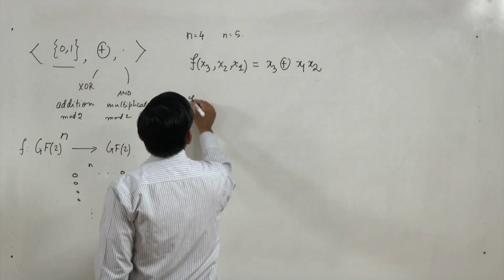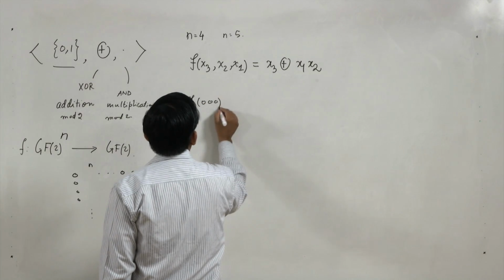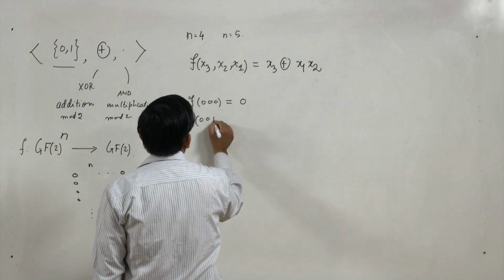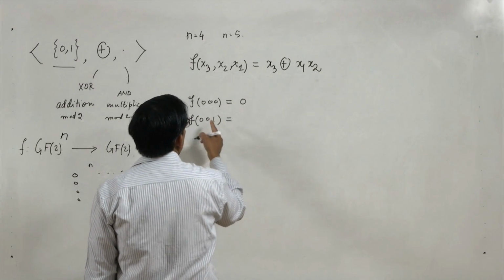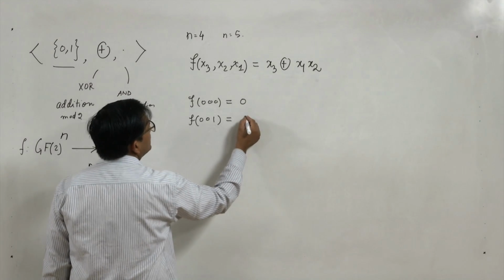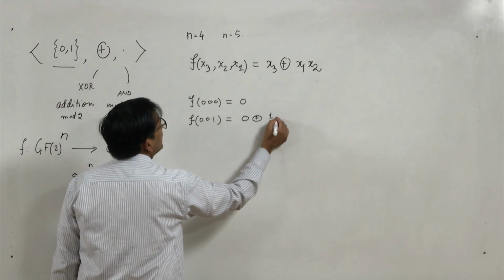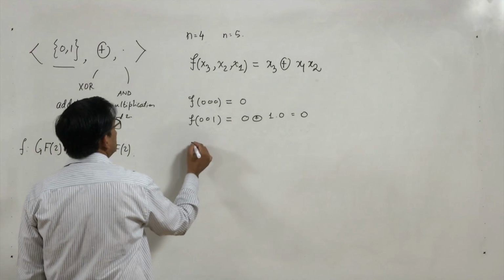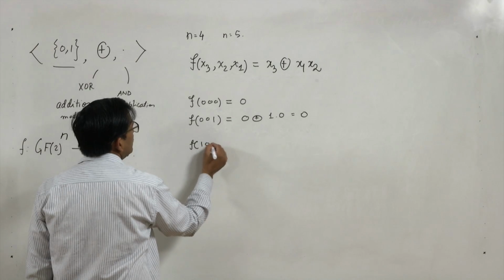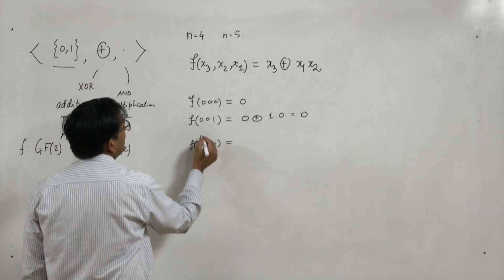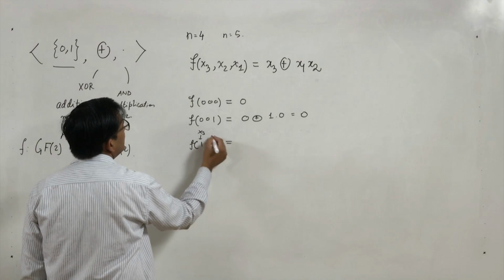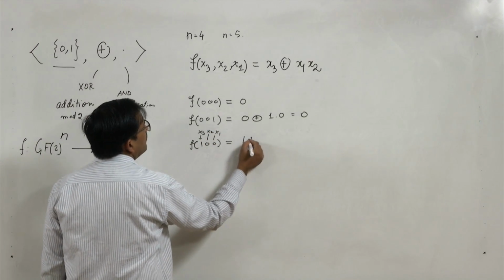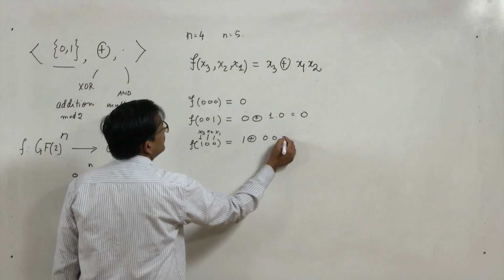then if I take the input 000, then of course it is 0. Then if I take the input 001, then of course here x1 is 1 and x3 is 0. So, 0 plus 1 times 0 gives me 0, and we come down and let us say if I take 100, we see that this is the input bit corresponding to x3, this corresponds to x2, and this corresponds to x1. Therefore, we will get 1 plus 0 into 0, so it is 1.